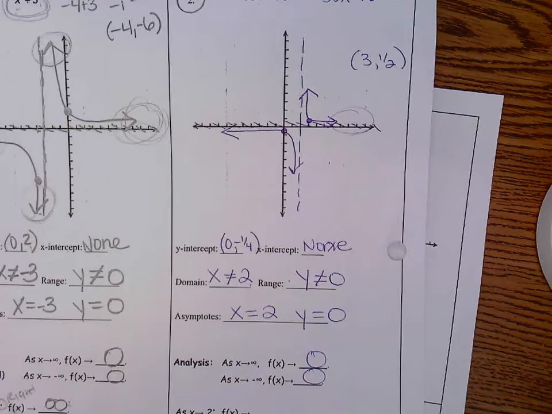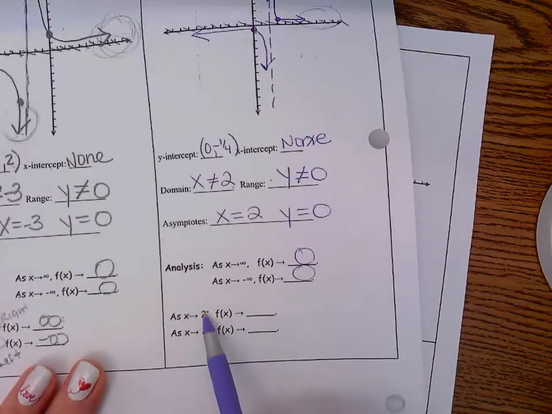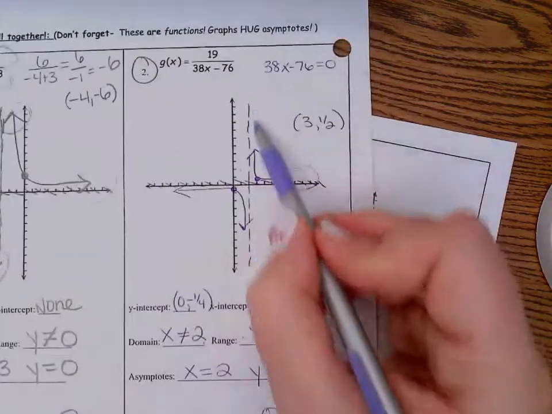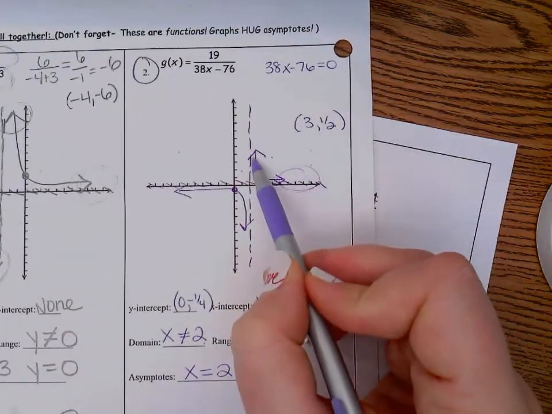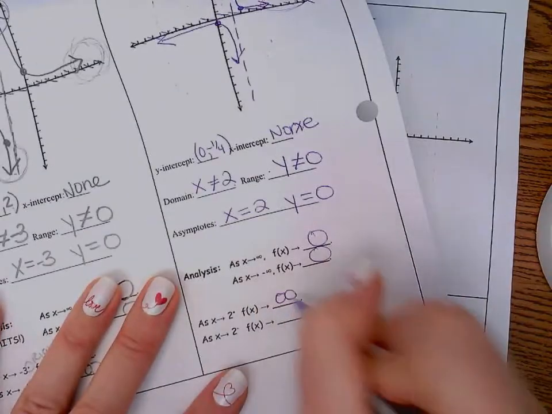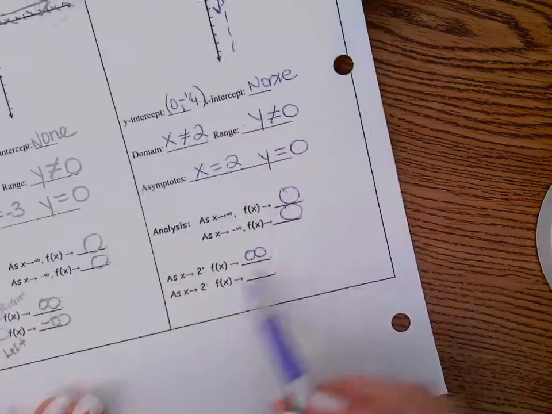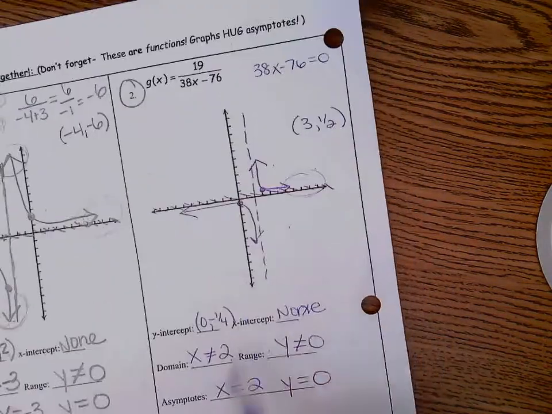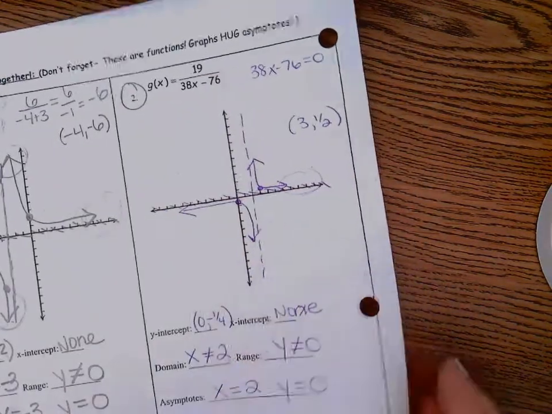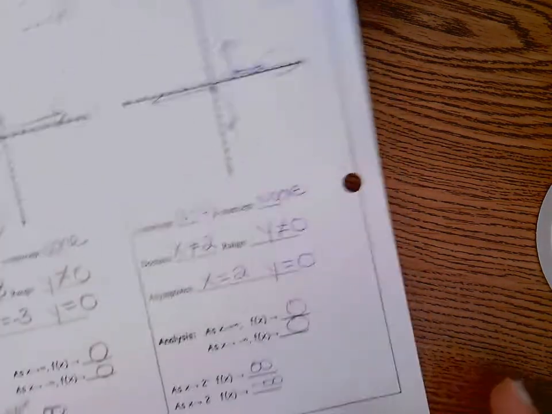And as x approaches 2, this plus sign means look at the right side. So here's my asymptote. Here's the right side of the asymptote. See how it's pointing towards positive infinity? So positive infinity right there. And the left side of that value over here, it's going towards negative infinity. So negative infinity. So that was example 2.